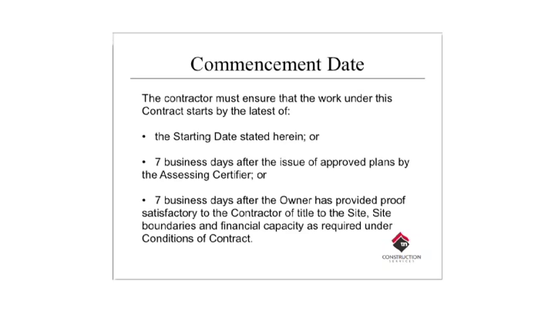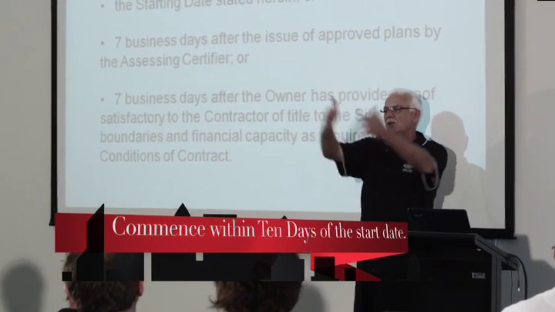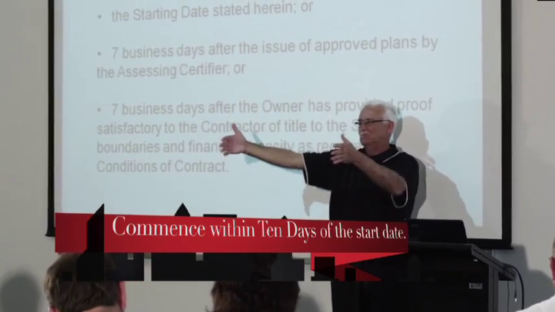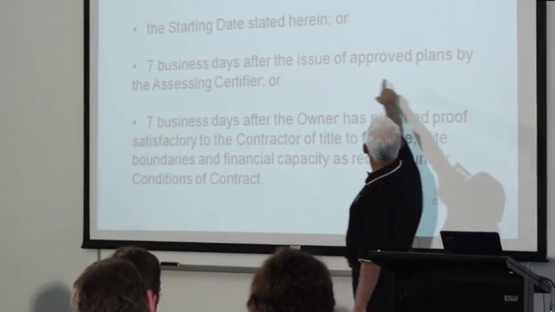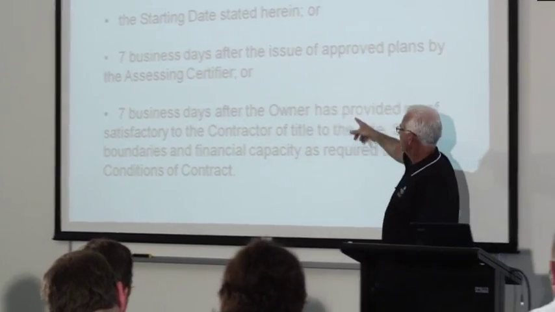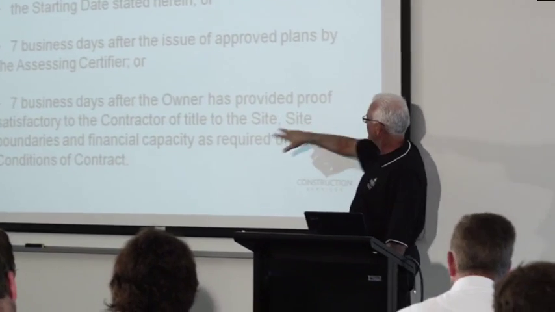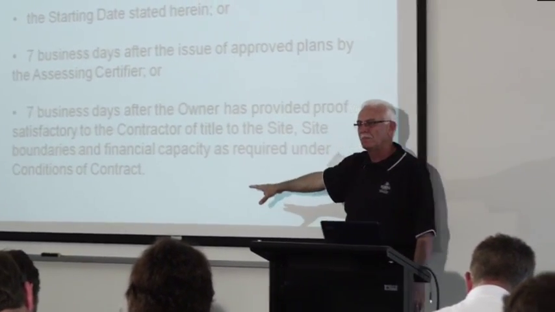There is a way around it. The contractor must ensure that the work under this contract starts by the latest of the starting date stated in the contract. It's 10 days after that date. You've got to start within 10 days. Okay? Or 7 business days after issuing the approved plans or by the certifier, 7 days after the owner providing proof of satisfactory site and financials.